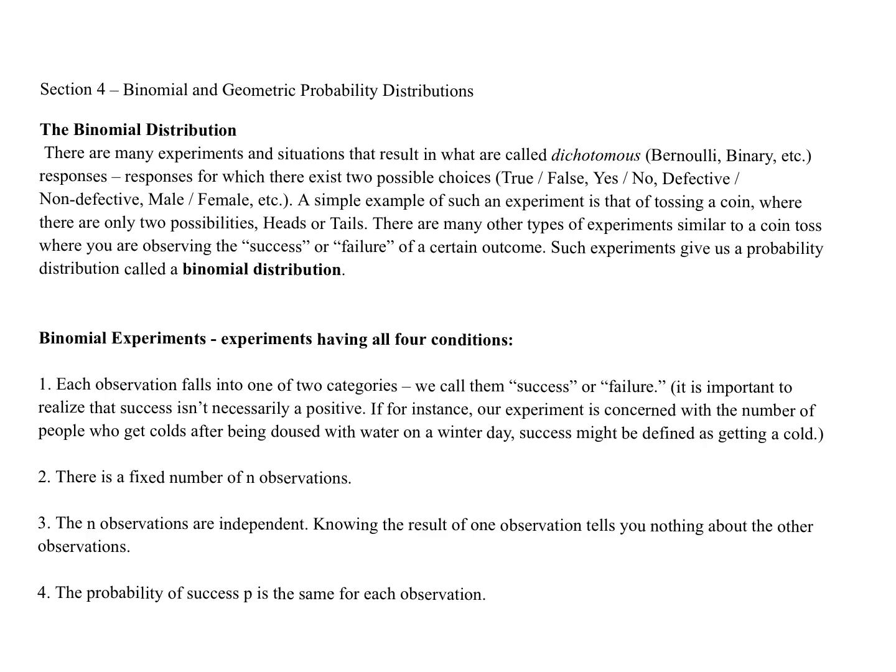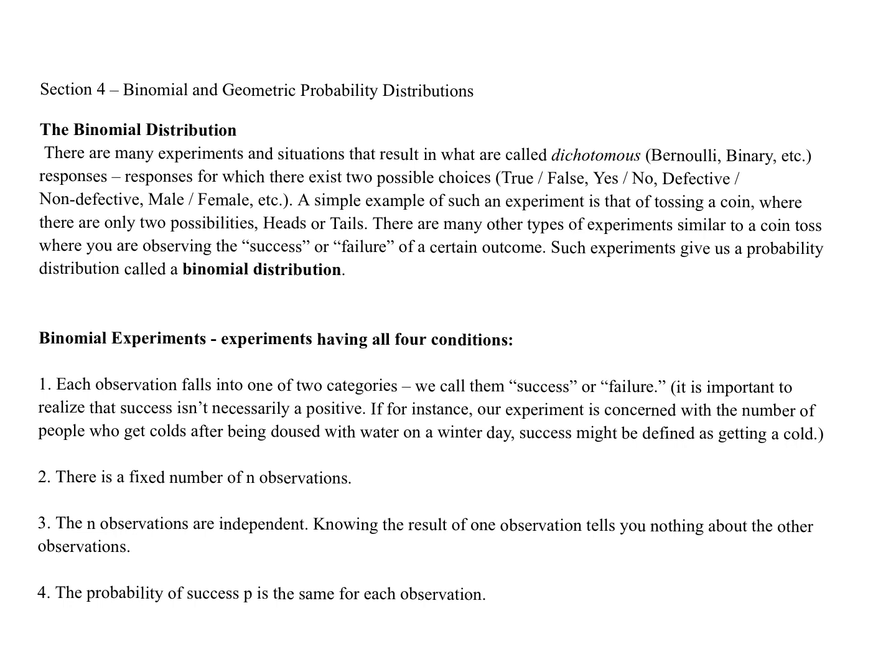In our last section of chapter 4, we are going to discuss the binomial and geometric probability distributions. So we're going to start with the binomial distribution. There are a lot of experiments and situations that result in something called a dichotomous response, which means that there are only two possible choices. So true, false, yes, no, defective, non-defective, male, female. There are a lot of options.